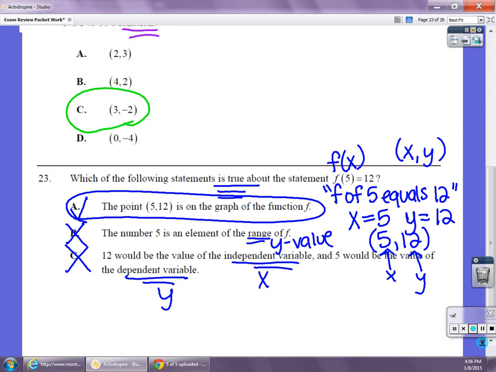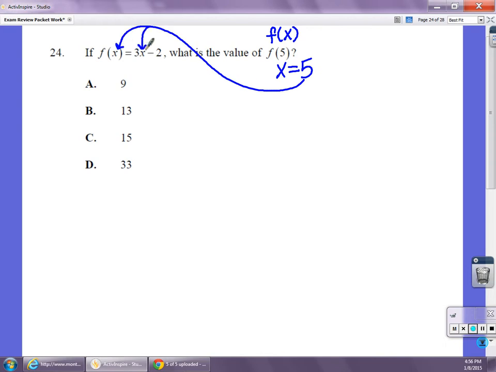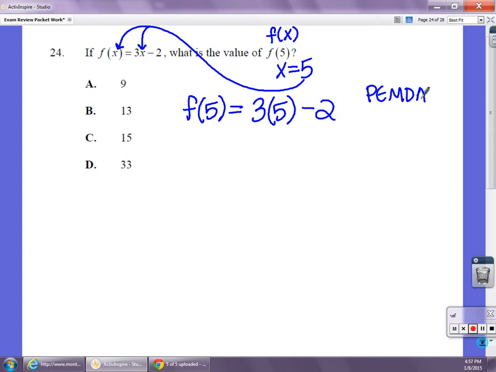All right, moving on to number 24. If f of x equals 3x minus 2, what is the value of f of 5? So if we're dealing with a function f of x, then f of 5 means that x equals 5. So we want to know the value of this function when x equals 5. So instead of x here and here, I'm going to put 5 and simplify. So I want to know what f of 5 is. I'm going to use substitution and substitute 5. And then I'm going to use our order of operations, PEMDAS, to simplify the right side of this equation.